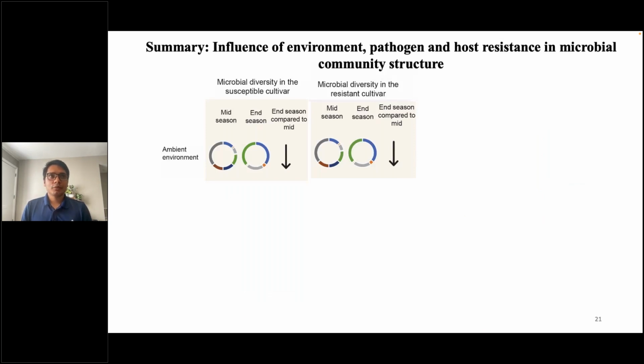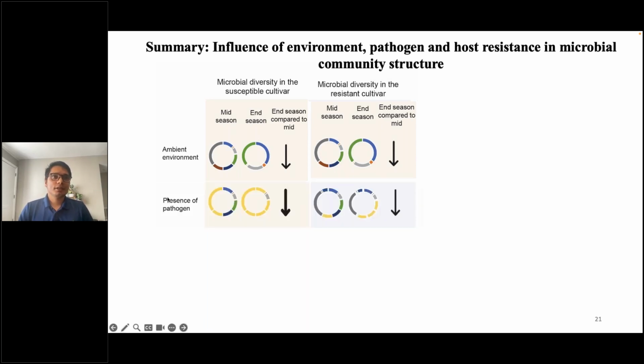So to summarize my overall previous finding on influence of the environment, pathogen, and host resistance on microbial community structures, we saw under the ambient environment condition, there was no significant difference in the microbial communities in the susceptible and the resistant cultivars. And there was a decrease in the microbial diversity and the richness in the end season as compared to that of the mid season. However, in the presence of the pathogen, it was dominant on the susceptible cultivars, but it was not that dominant in the resistant cultivars, and there were distinct microbial communities in these two cultivars.